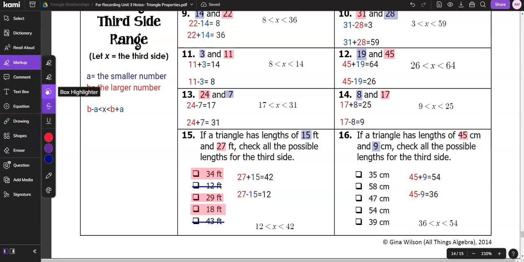So let's go ahead and look at the answers we have here. 35 is not greater than 36, so we're going to go ahead and cross that out. And then 58 is also not less than 54. 47, on the other hand, is greater than 36 and less than 54. 54 is not, because it is not less than 54. And 39 is, because it is greater than 36 and less than 54. So take a moment, pause here, and make sure you have these notes filled in.